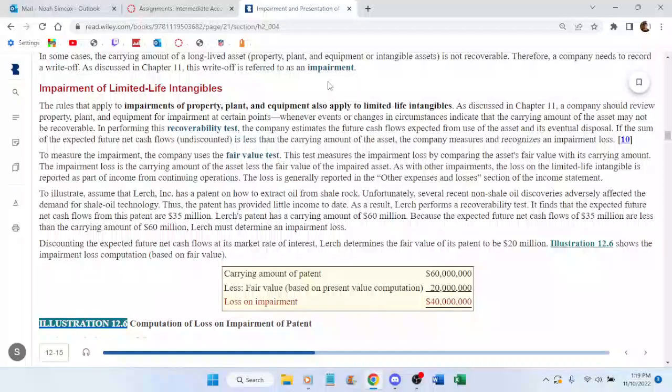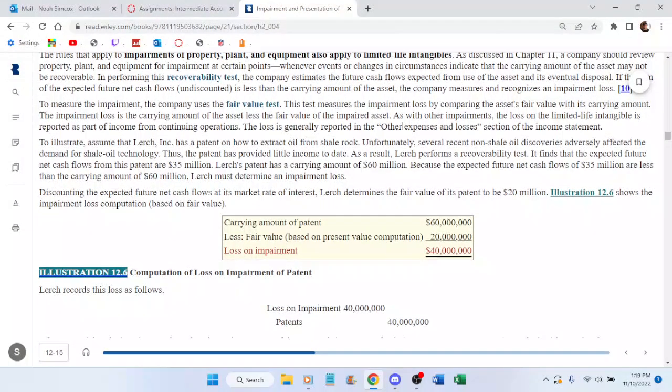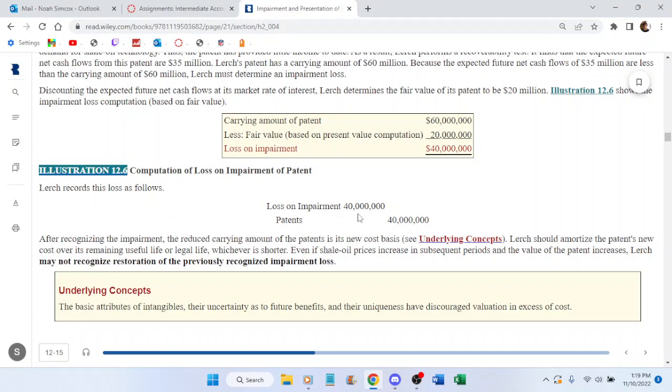Lurch must determine an impairment loss, discounting the expected future net cash flows at its market rate of interest. So you find that the fair value of its patent is $20 million. So carrying amount minus fair value equals loss on impairment. Record loss on impairment and decrease the patents by $40 million.